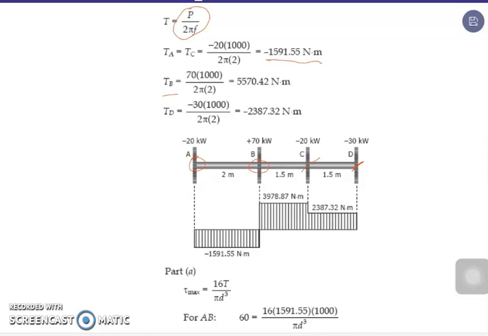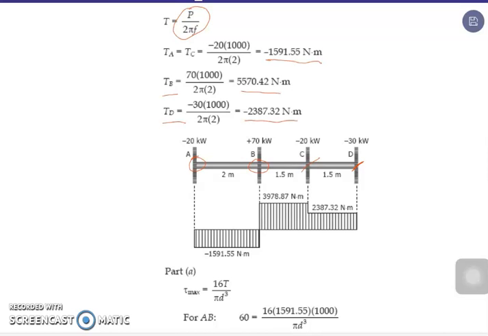And for the torque at point B, P is 70 times 1000 over 2 pi times 2. So it gives us 5570.42 Newton meter. And the torque at point D is negative 30 times 1000 over 2 pi times 2, which gives us a value of negative 2387.32 Newton meter.